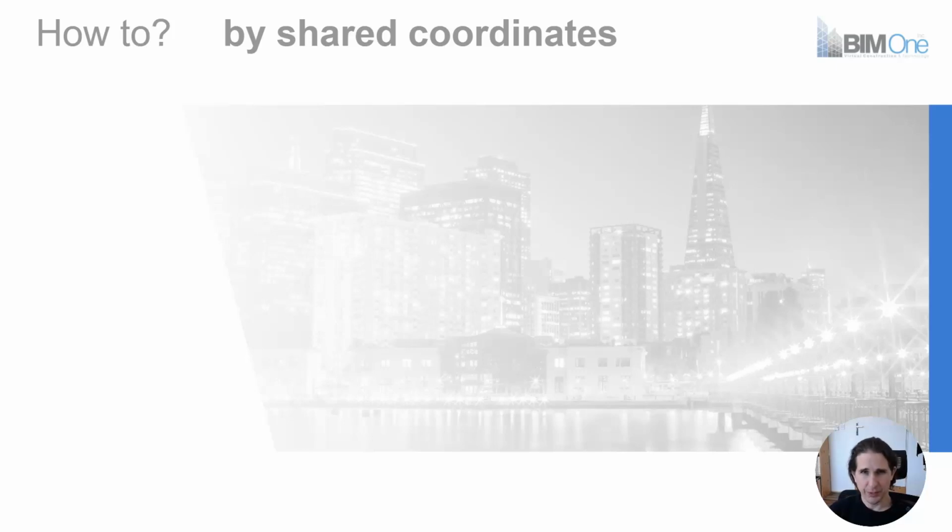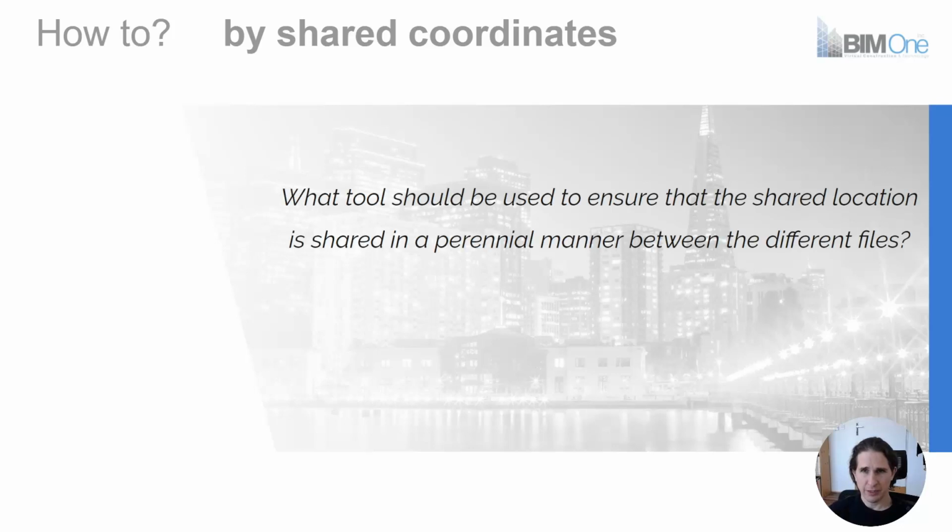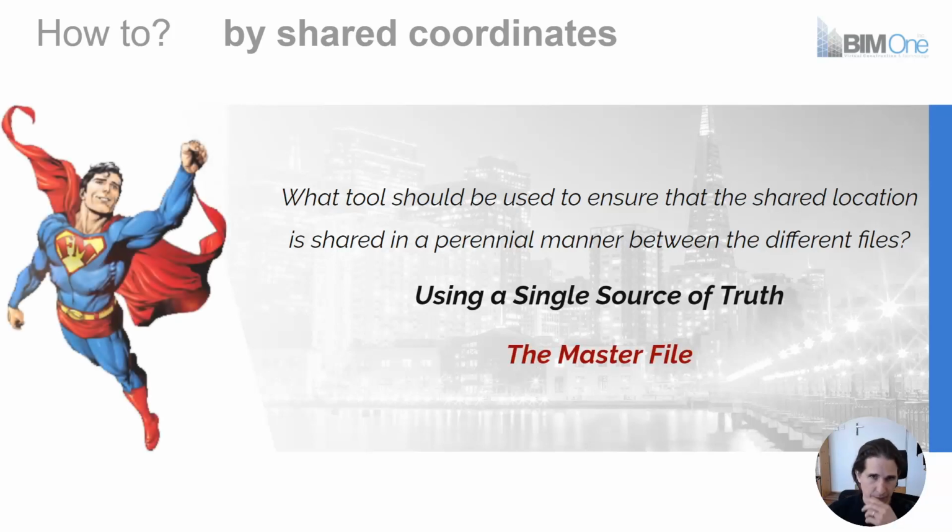So what tools should be used to ensure that the shared coordinates are shared in a perennial manner between the different files? We need a single source of truth. So to share this coordinate system, we'll use a dedicated file, a master file. This will contain all the fixed, essential, and common elements, all the datum of the project, shared coordinates, grids, levels, scope boxes, etc. But we're getting there.